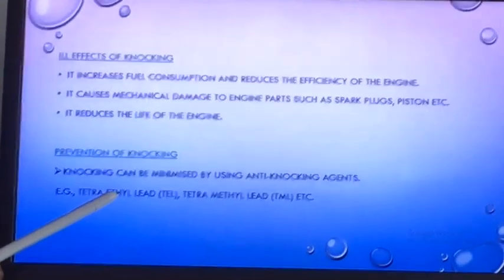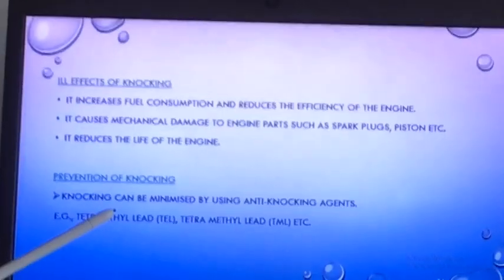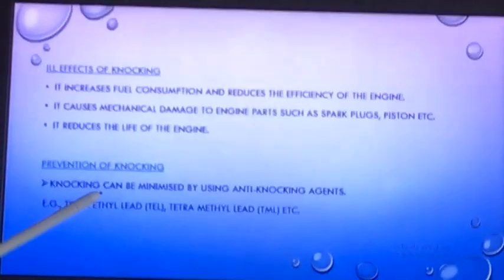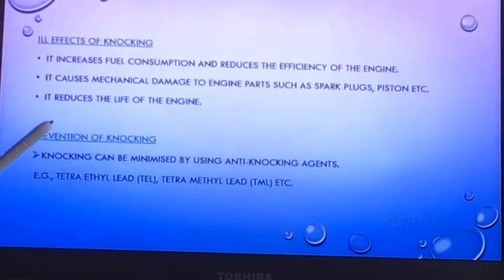So by making use of anti-knocking agents, knocking can be minimized because they will increase the octane number of the fuel. So that's all for this session.